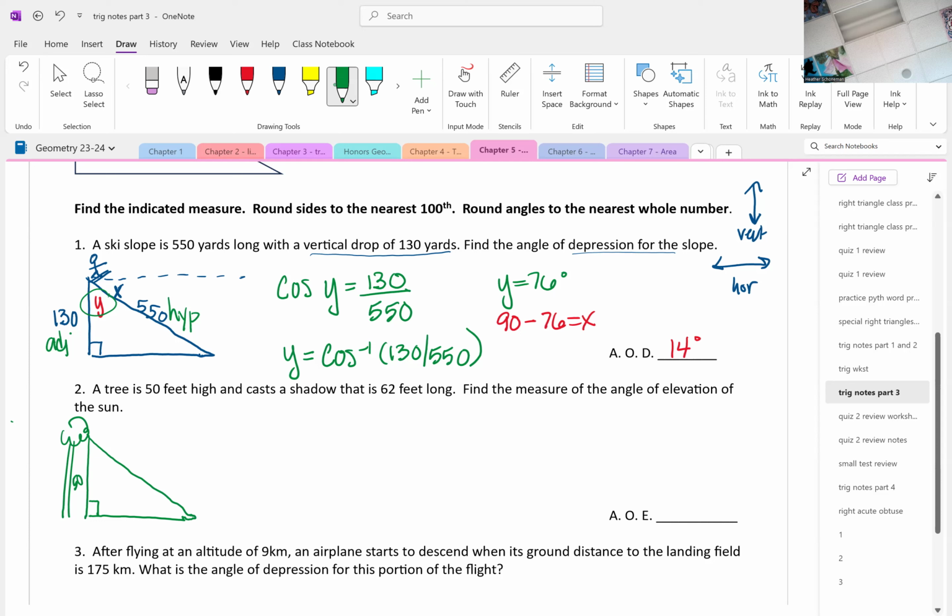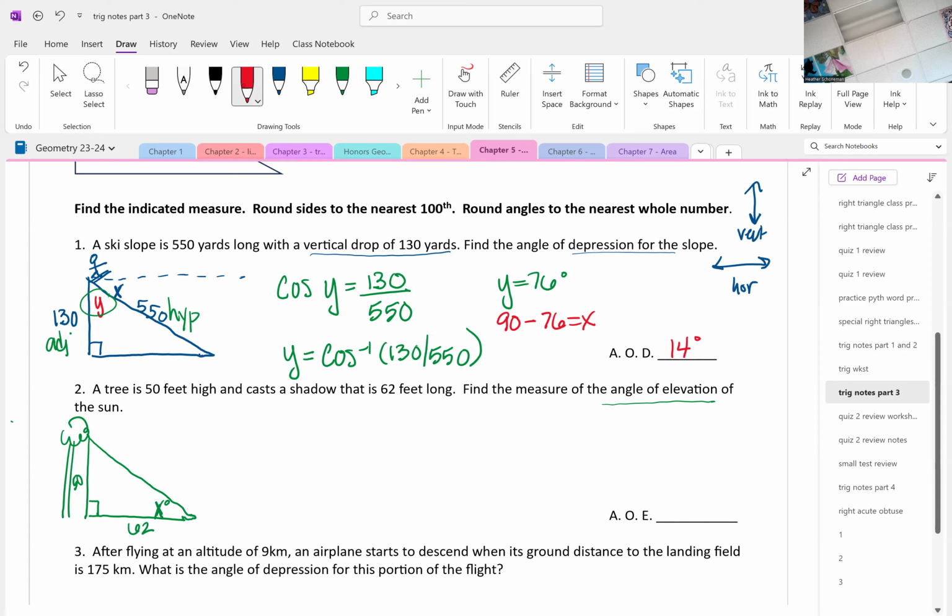And for these word problems, the shadow is always going to be on the ground. So this is 62. Then it says, find the measure of the angle of elevation of the sun. Well, it doesn't matter what they want you to find the angle of elevation of. As long as it says the phrase angle of elevation, that is the bottom right angle.